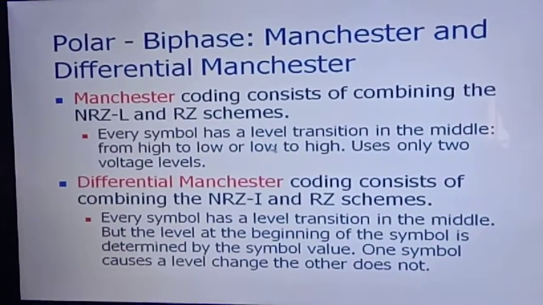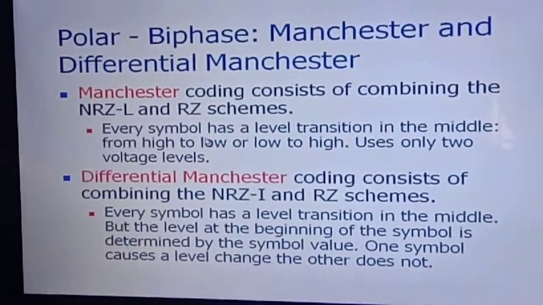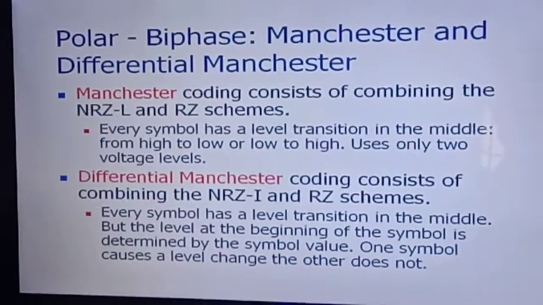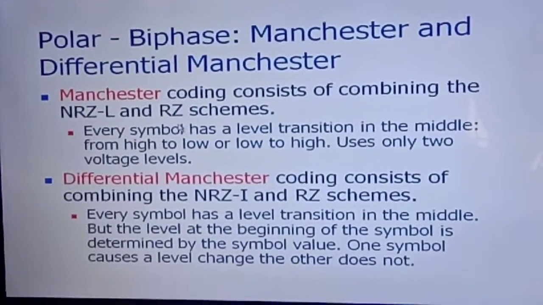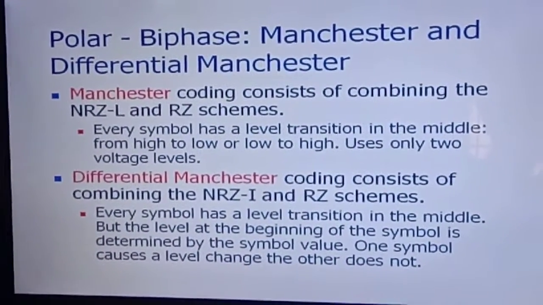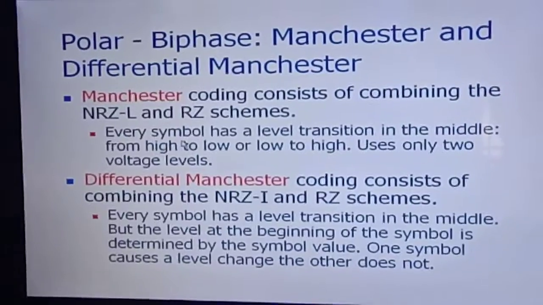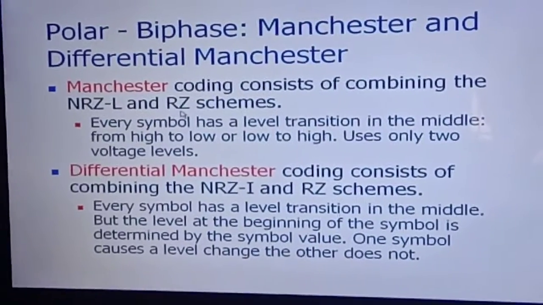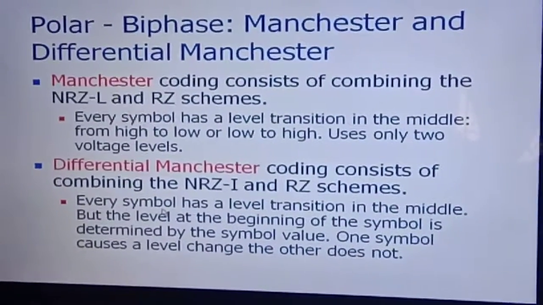Here every symbol has a level transition in the middle, from high to low or low to high. In non-return to zero level, we consider either positive or negative only. We are using that method and also combining it with return to zero. So there are only two voltage levels in this method, because we are adding return to zero for removing the DC component and adding synchronization for these two methods. But the internal representation of Manchester and differential Manchester adds the advantage of the return to zero scheme, combined with a representation similar to non-return to zero level and non-return to zero inverse.